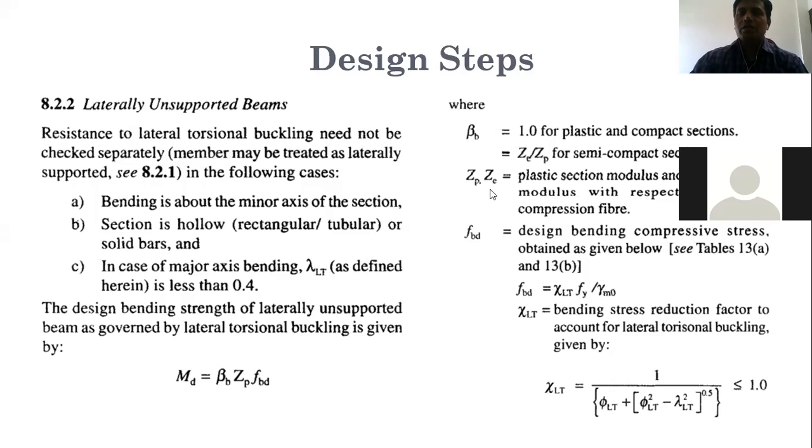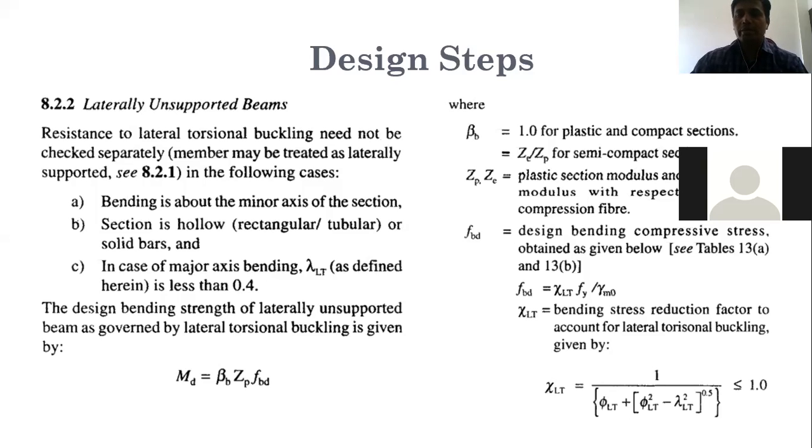Now come to the second point. ZP and ZE are the plastic section modulus and elastic section modulus. The plastic section modulus you can calculate, and the ZE value is already given in the steel table. There is no need to calculate the ZE value.